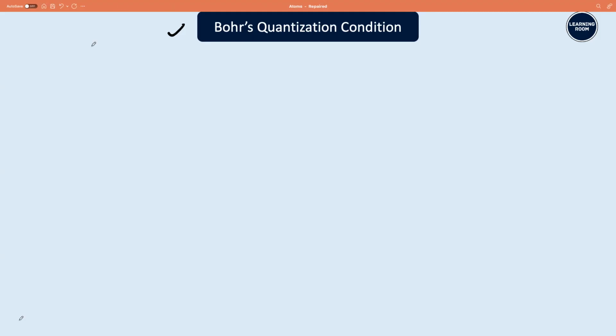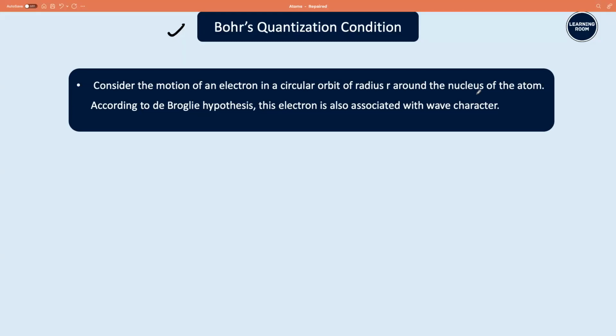Right? So we have seen that in the previous chapter. What was it? Right. So here, if we consider the motion of an electron in a circular orbit of radius r around the nucleus of the atom, then according to de Broglie's hypothesis, this electron is associated with wave character.